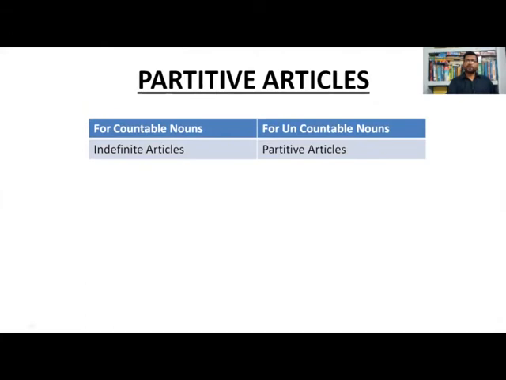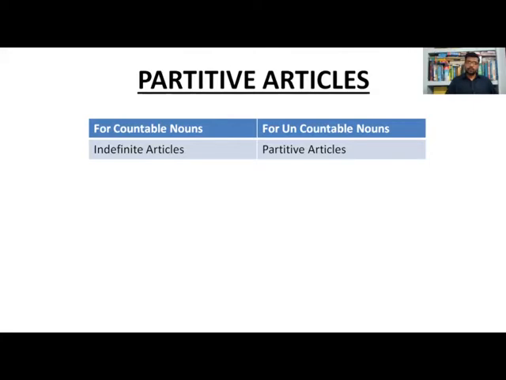So the partitive article. What are the differences we have? We have to keep in mind that for countable nouns, you use the indefinite articles, and for uncountable nouns, we use the partitive article. That is the main difference. What is an uncountable noun? For example, rice. You won't say one rice, two rice, but you will use 1 kilo of rice, 2 kilos of rice.